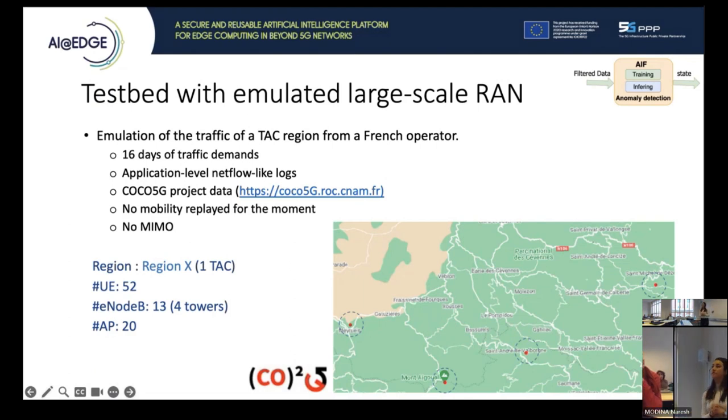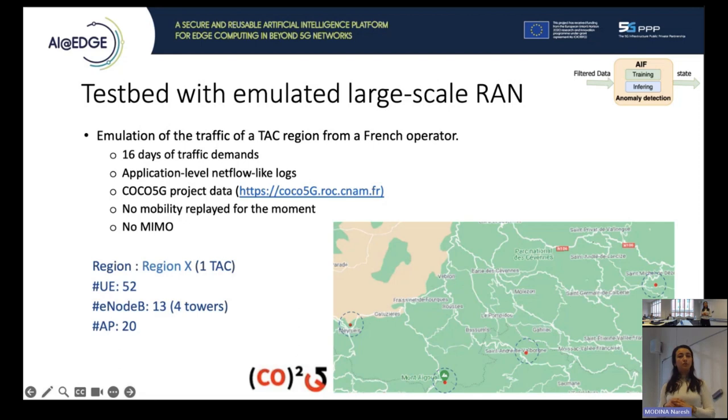So before doing a proof of concept, the idea was to develop an open 5G platform to emulate the data for the network orchestration. For that, we emulated traffic from a real-world French operator of a TAC region in France. We emulated 16 days of traffic demands based on application-level NetFlow-like logs. It is related to an ANR project, a French project called Coco 5G.